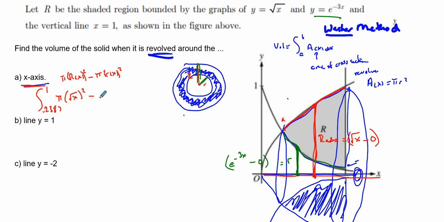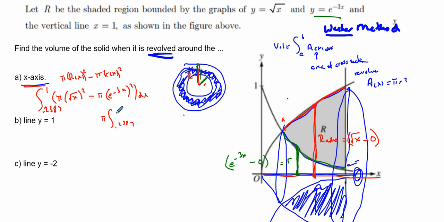And so we have pi times little r squared, which is going to be e to the negative 3x, that quantity squared, and then dx. Now, what do you notice when we have this? Well, each one of these is going to have pi. We're going to be taking that out, and so what we have is pi out here.